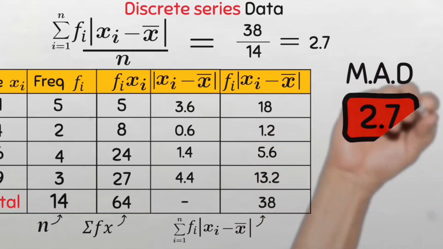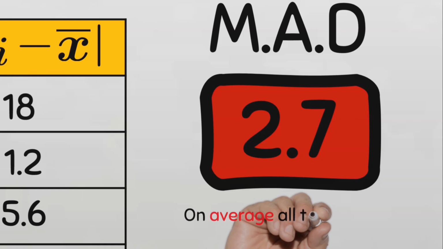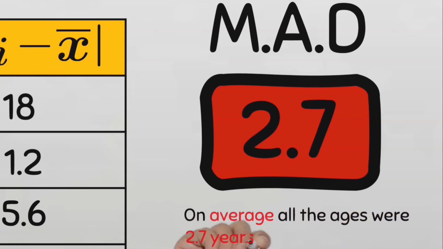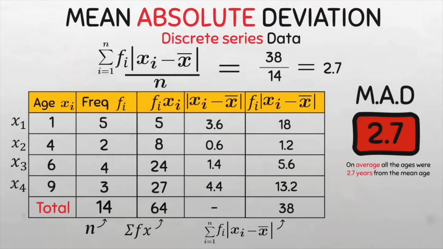So what does a mean absolute deviation of 2.7 imply? It implies that on average, the ages of all the children that were attended to in the immunization clinic on that day were 2.7 years away from the mean age. Easy peasy. So this is how to easily compute the mean absolute deviation for discrete series data.